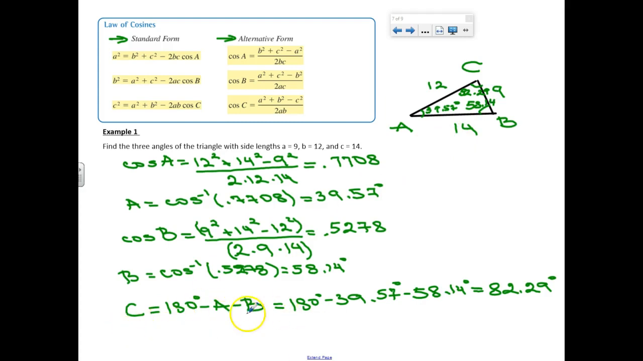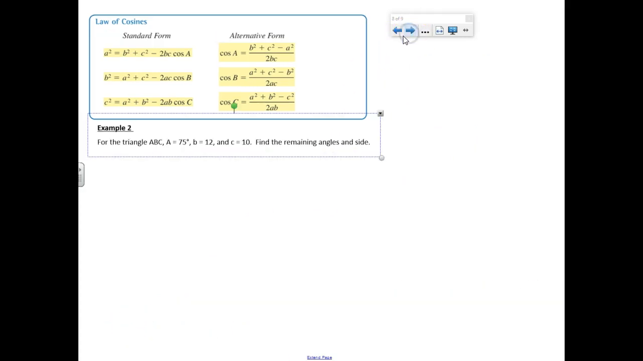Okay, let's take a look at the next example. In example 2, it says, for the triangle ABC, angle A is equal to 75 degrees, side B is 12, and side C is 10. Find the remaining angles and side. Well, first of all, let's take a look at which case we're in.